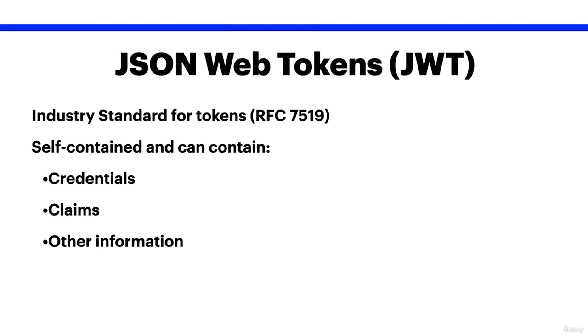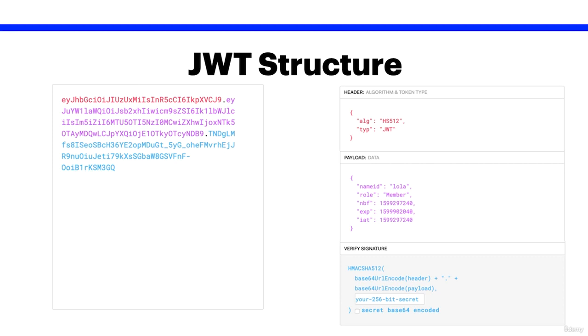So, JSON Web Tokens are an industry standard for tokens, suggested in RFC 7519 if you're into that kind of thing. They're self-contained and they can contain credentials, they can contain claims, and other information if you want to do so. And if we take a look at the structure of one of these, they're basically a long string that's separated into 3 parts. Each part is separated by a period.